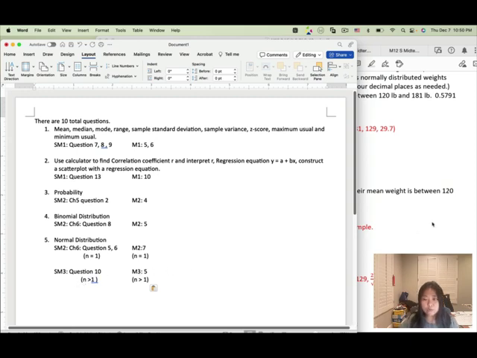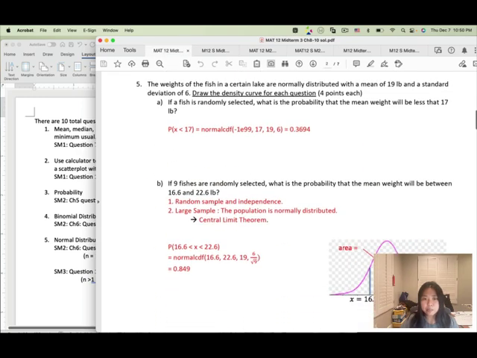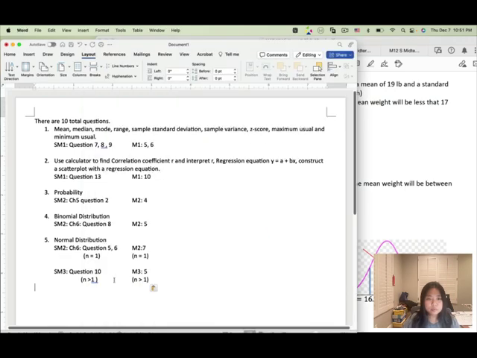Or look at the midterm 3, number 5. Part B here. If 9 fish are randomly selected, this is talking about the sample size n equal to 9. So you could see my standard error becomes 6 divided by the square root of 9 here. Okay, make sure you draw the density curve. I'm sorry, you need the density curve for this question also. So that will be number 5 here. Number 6.